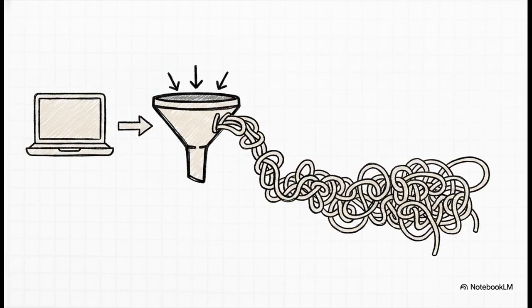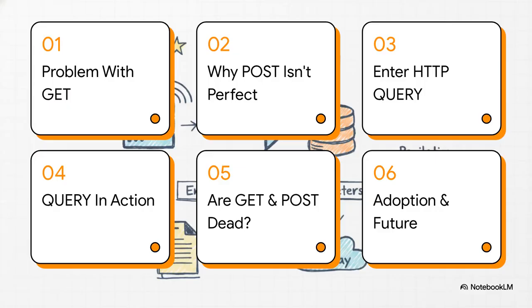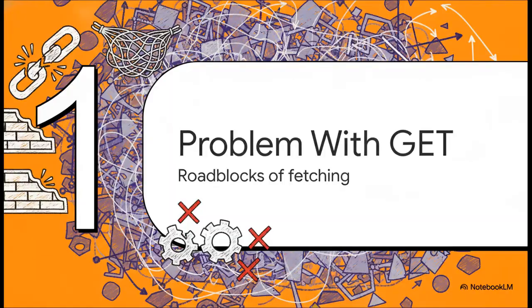So, here is our roadmap for today. We'll start with the problem with GET, look at why POST isn't perfect, enter HTTP query, see query in action, ask if GET and POST are dead, and wrap up with adoption and the future. Section 1. The problem with GET.